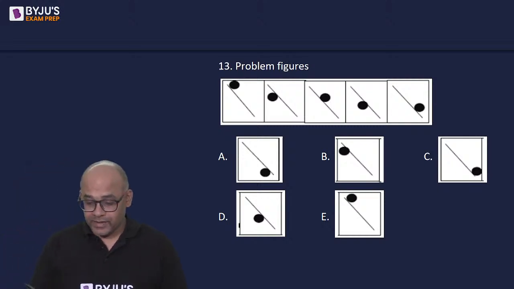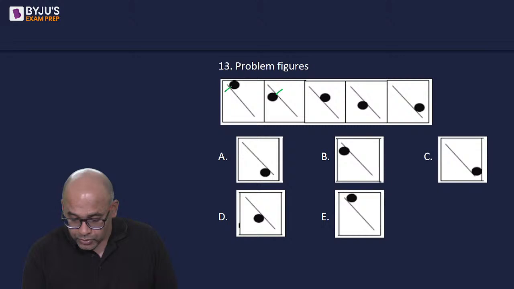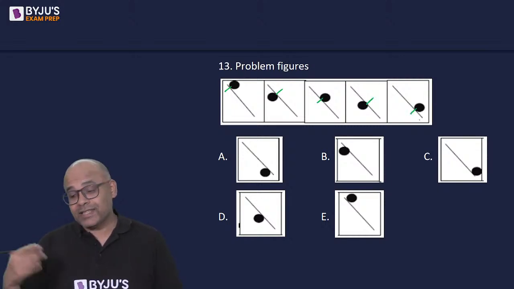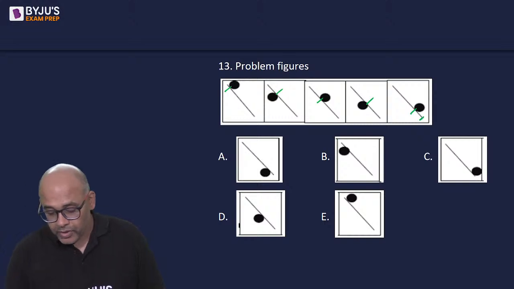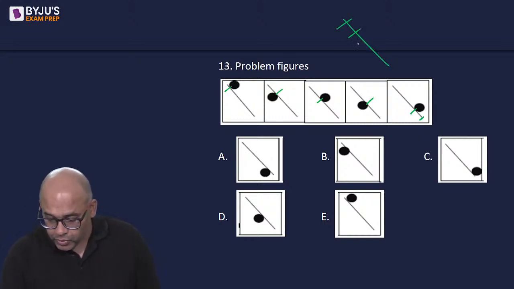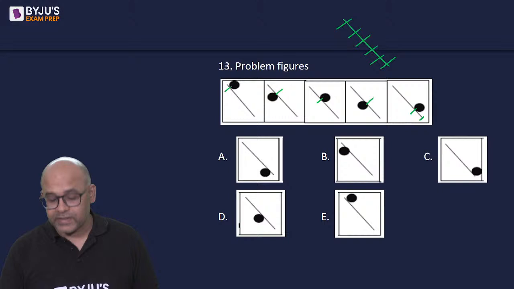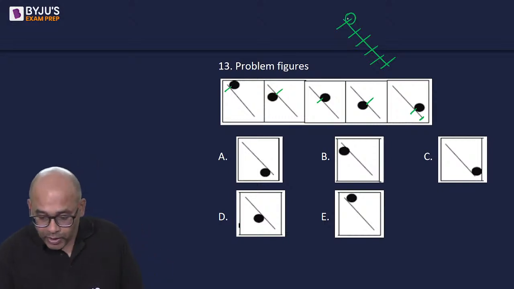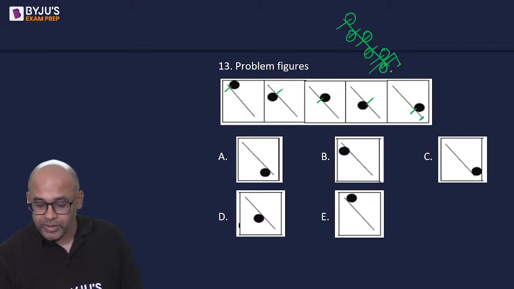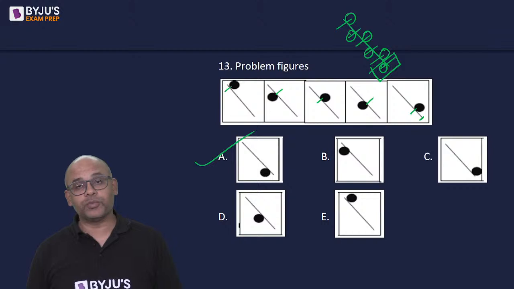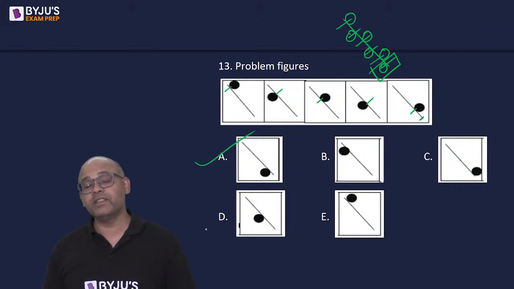Very good, guys. So 1, 2, 3, 4, 5, and there is a sixth position here. So basically, if I draw this line, 1, 2, 3, 4, 5, 6, there are 6 positions. First time the ball is here, second time the ball is here, third time the ball is here, fourth time the ball is here, fifth time the ball is here, sixth time the ball should be here, which means answer option A, and everything else is wrong.